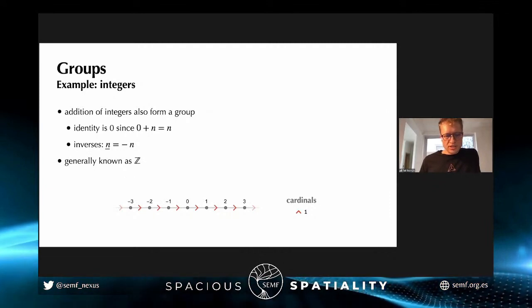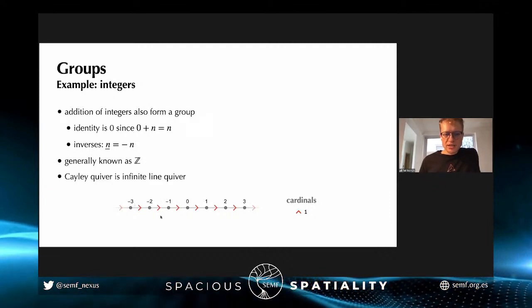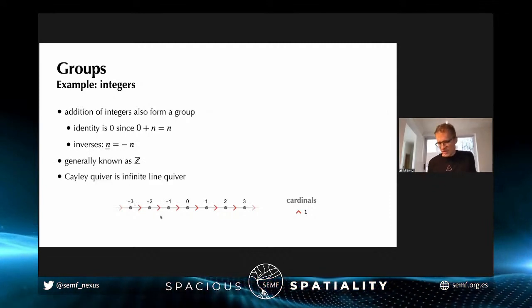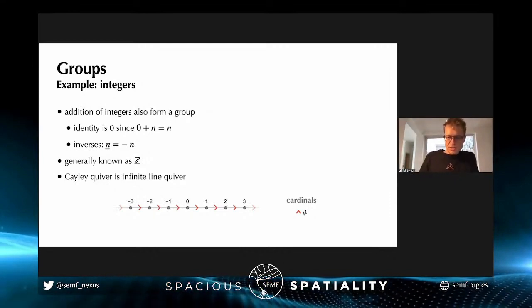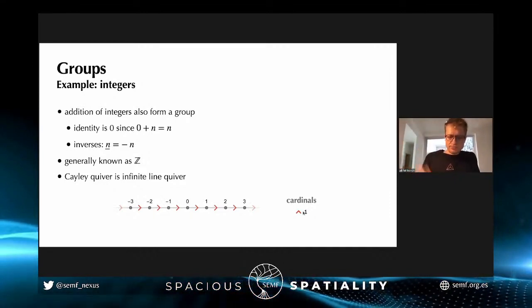People just write that as Z. And the Cayley quiver is one of the familiar transitive quivers we saw earlier. It's the infinite line quiver, the line that stretches on forever. And the cardinal is the generator of adding one.